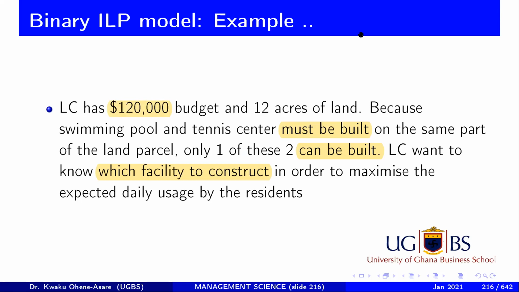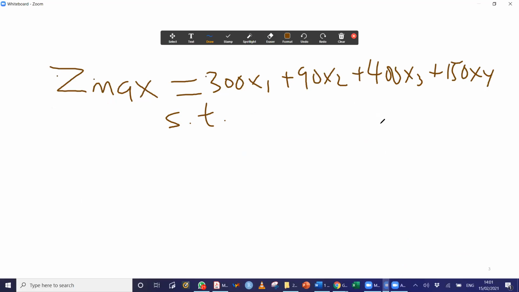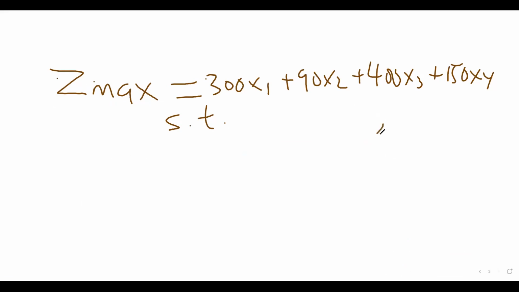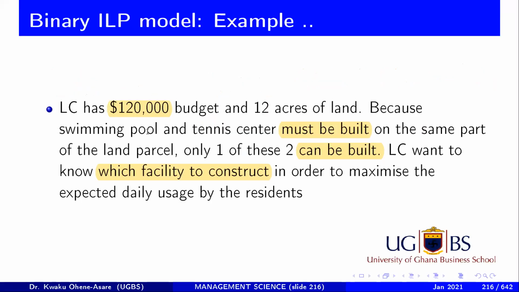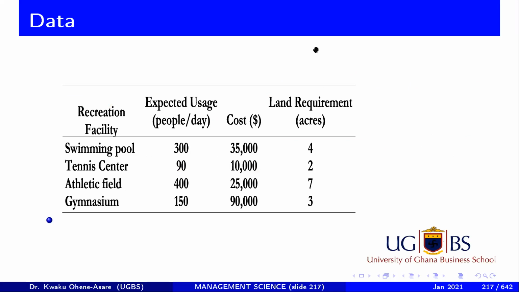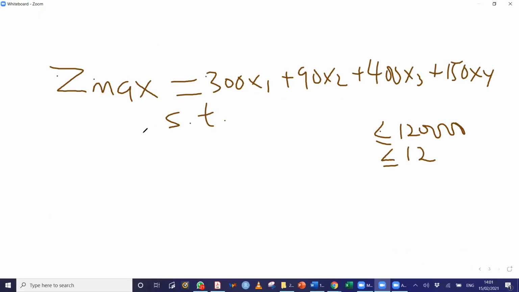So we just put that down. Let me put that down first. So you have 120,000 on the right hand side. You have 12 acres on the other side. So we can now take our budgetary amount and fix them there. So that's going to be 35, 10, 25, 90.